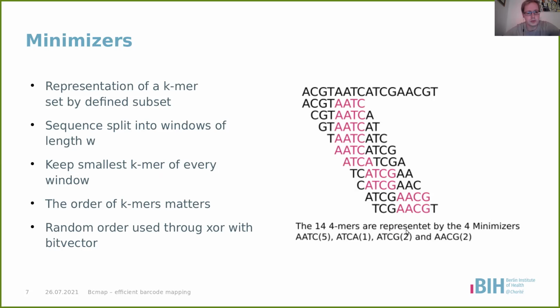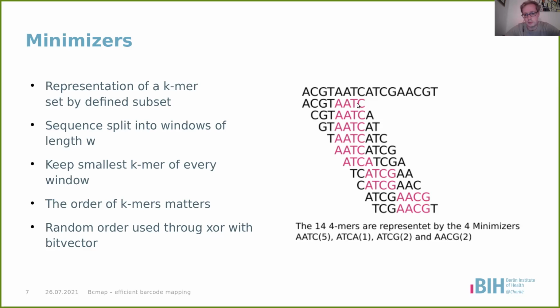Another technique that we used is minimizers. This is also quite standard. I will, however, quickly explain it. Minimizers offer a representation of a k-mer set through a defined subset. For that, the base sequence is split into windows of length w. In this example on the right, this length w is 8. Then the smallest k-mer of every window is determined and is kept as the minimizer.